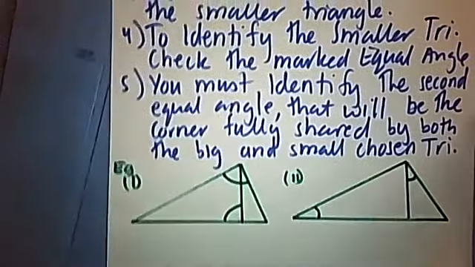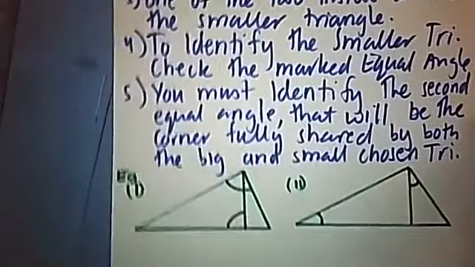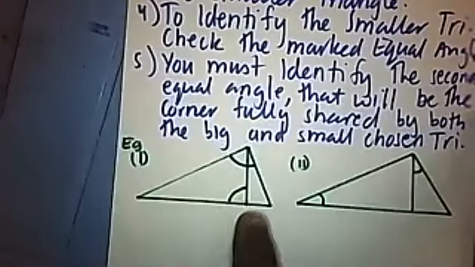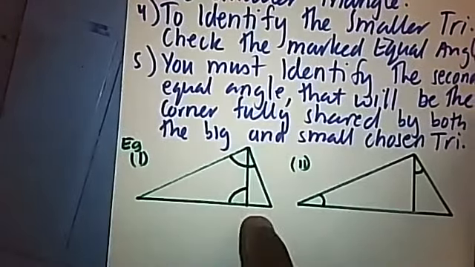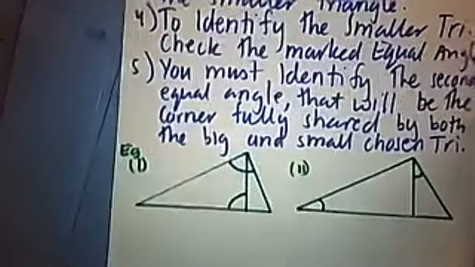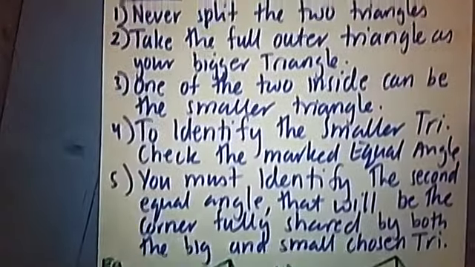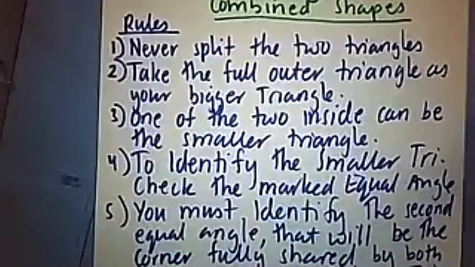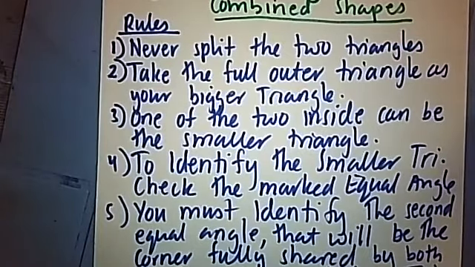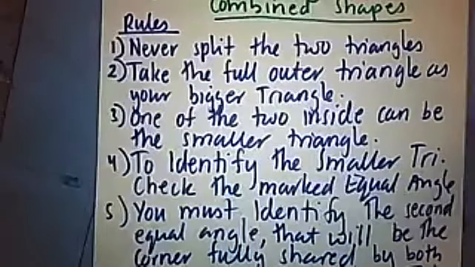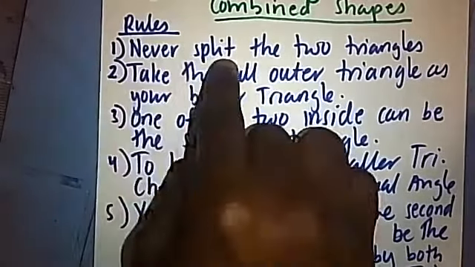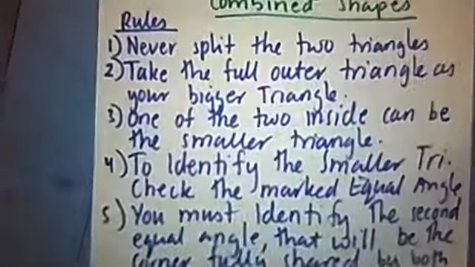I was still explaining the best way to do the separation of a combined triangle is to follow some technical rules. And the technical rules are the ones which I've written basically for you to remember, not to keep reading. You read once and remember whenever you find a joint shape. Look at number one, never split the shape into two triangles.